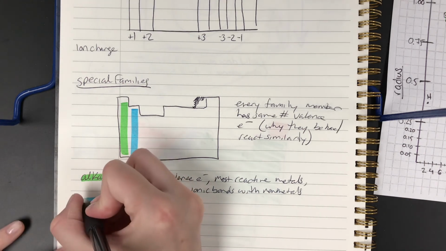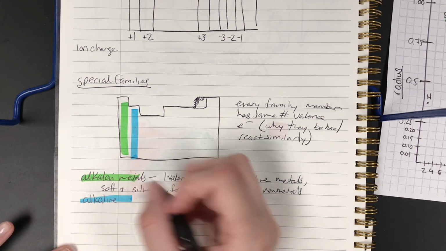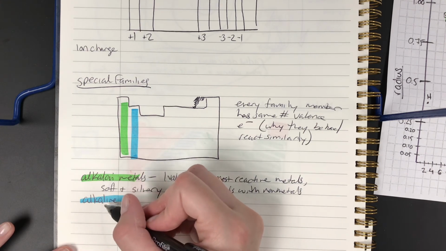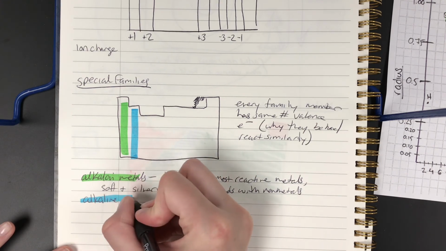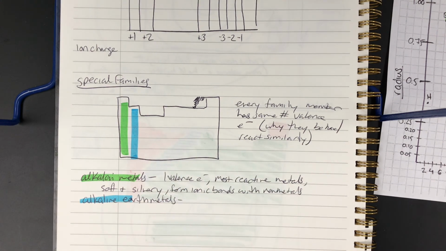Alkaline earth metals. Alkaline earth metals.